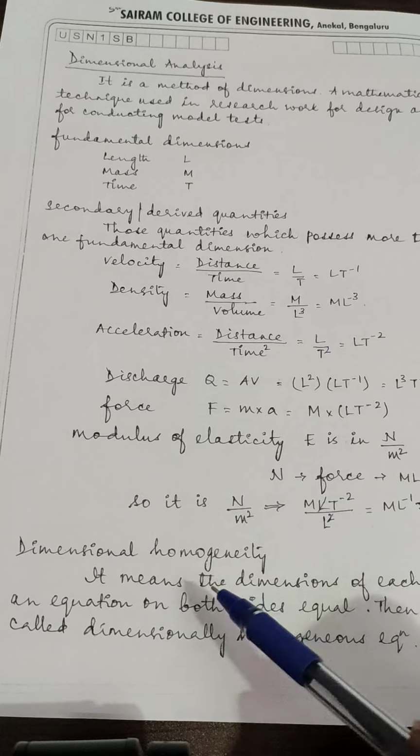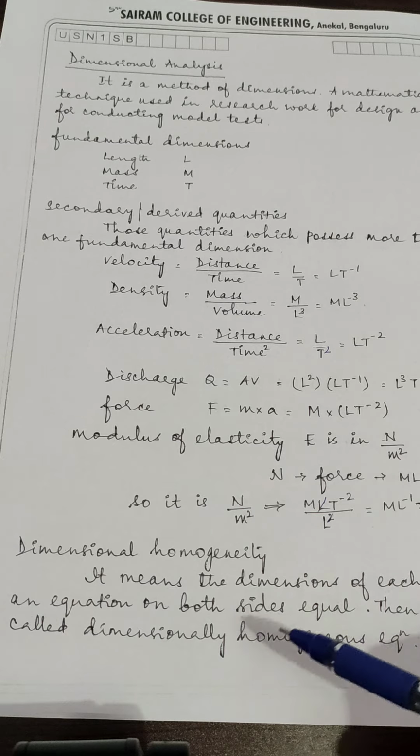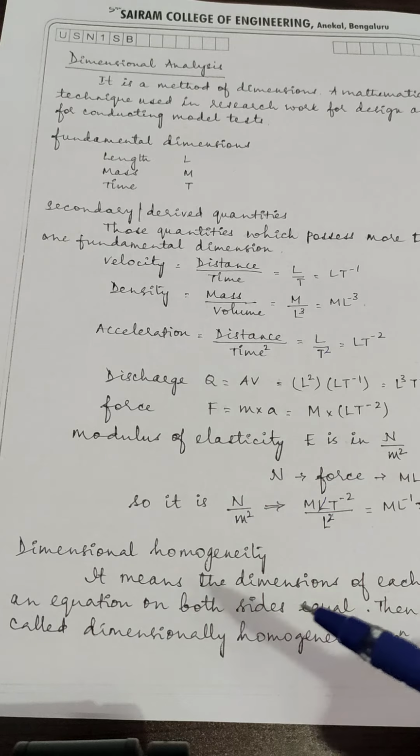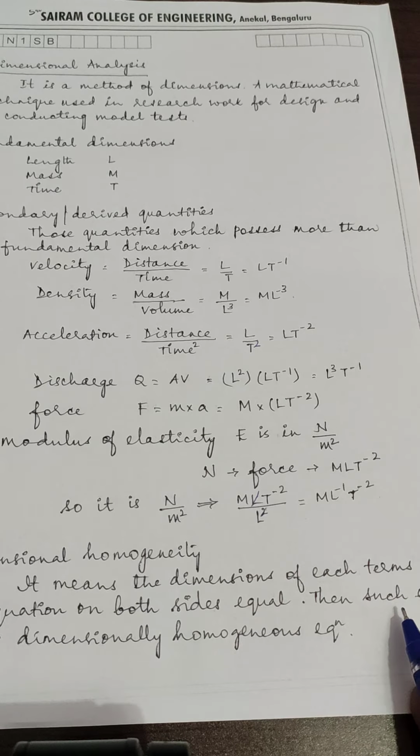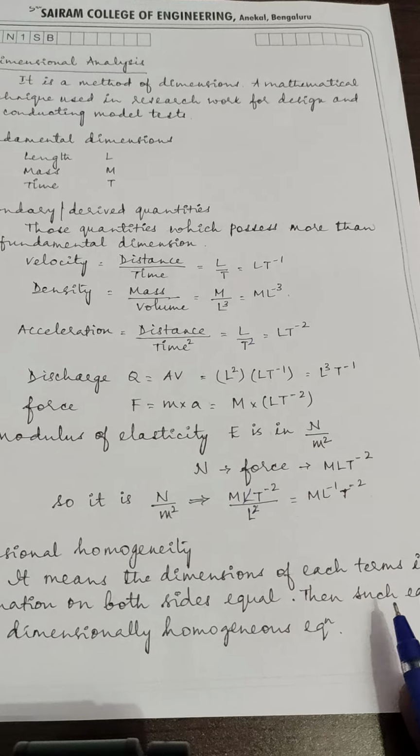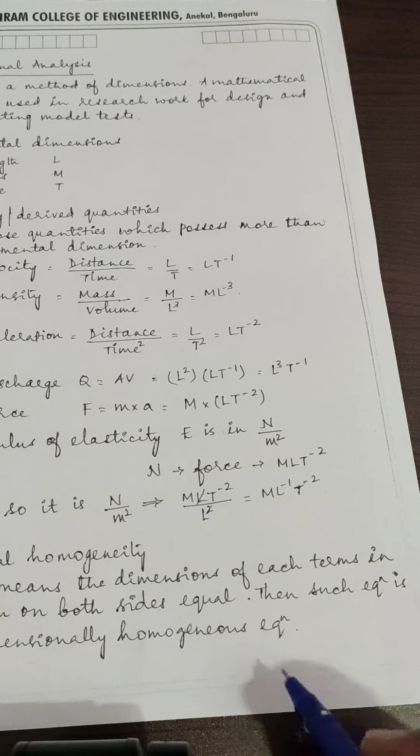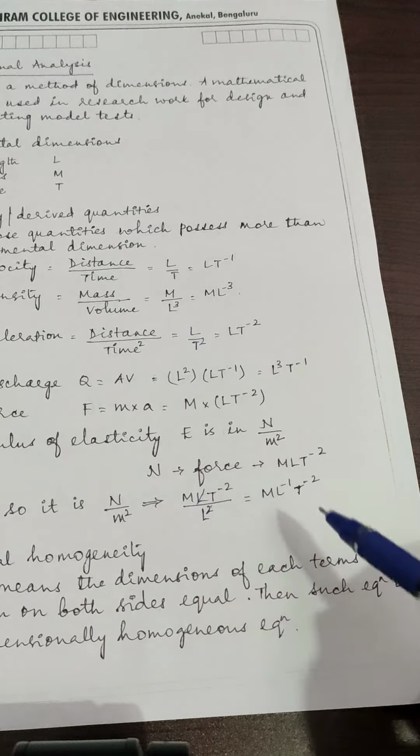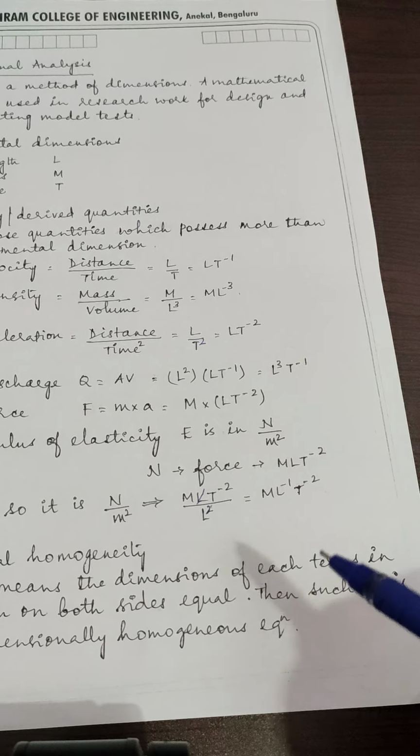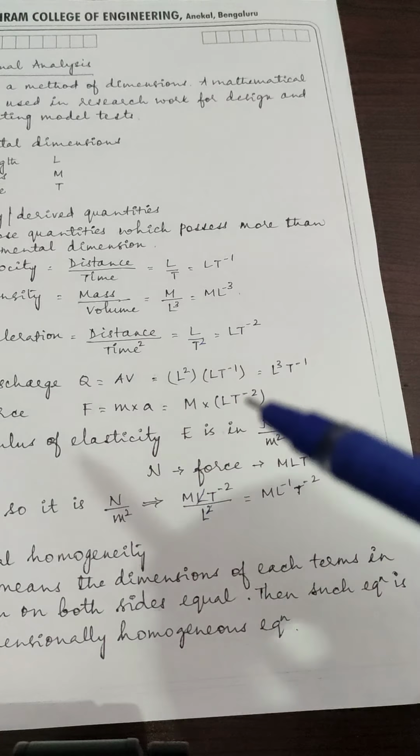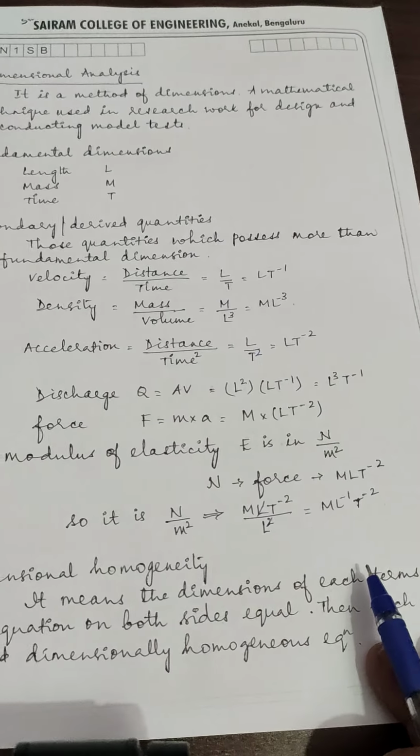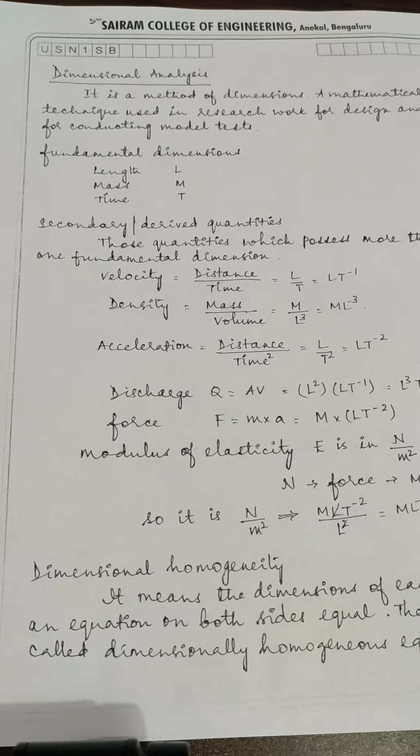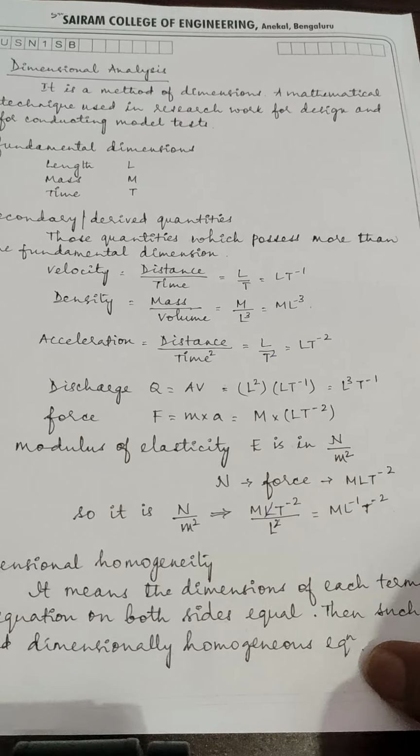Then dimensional homogeneity. What does dimensional homogeneity mean? Homogeneous means same. It means the dimensions of each term in any equation on both the sides are equal. That means if you take an equation with an equal sign, so LHS is equal to RHS, then such an equation will be called a dimensionally homogeneous equation.